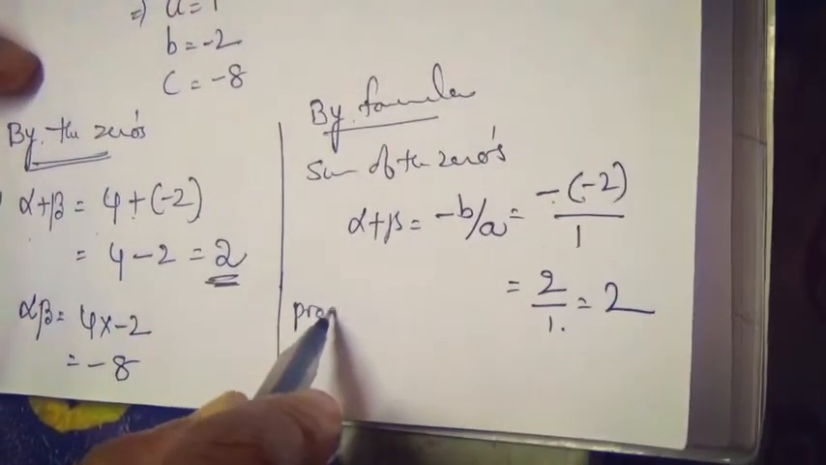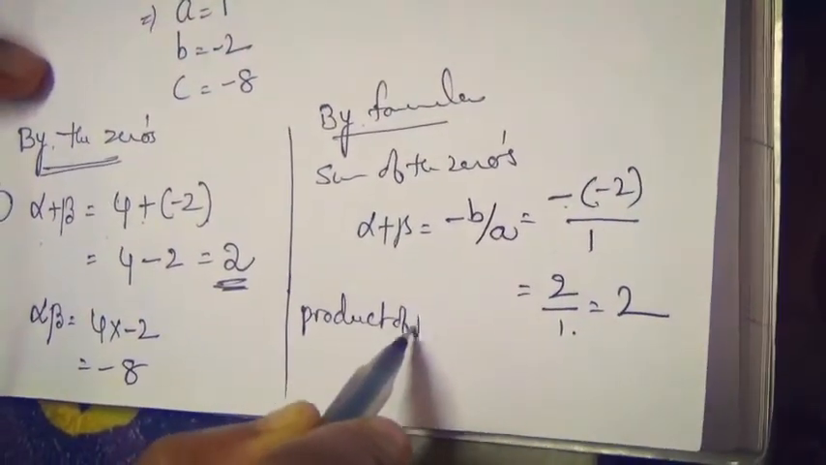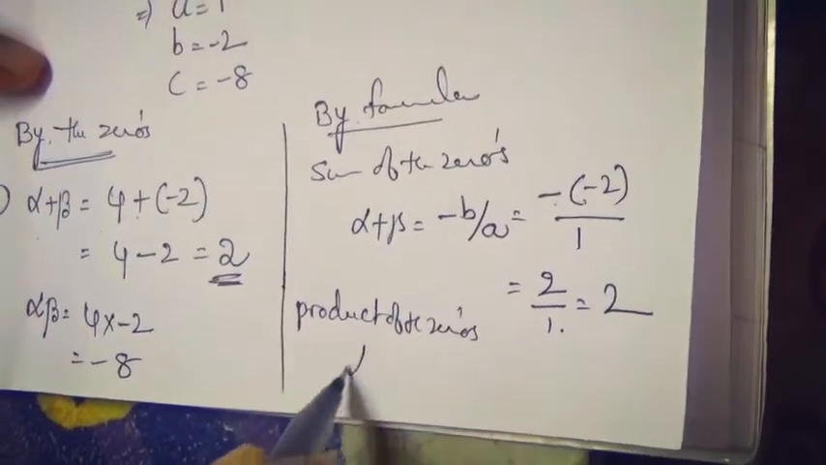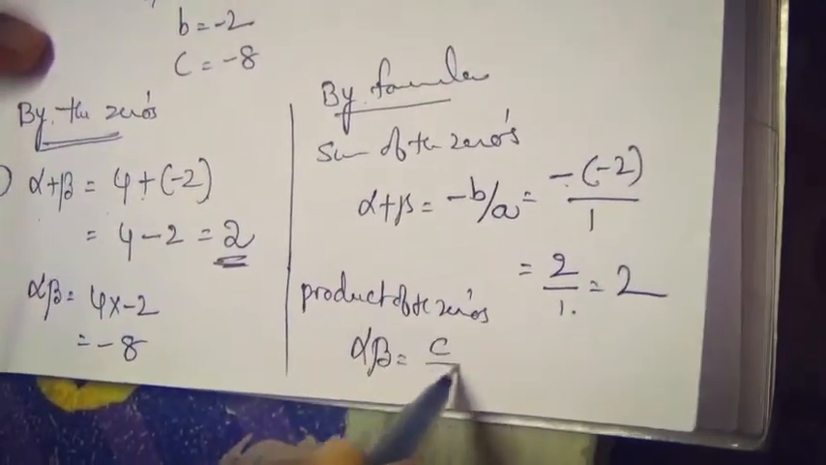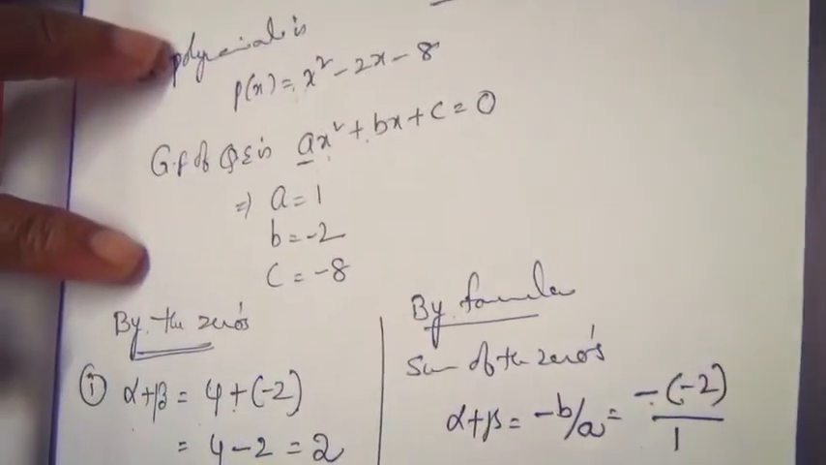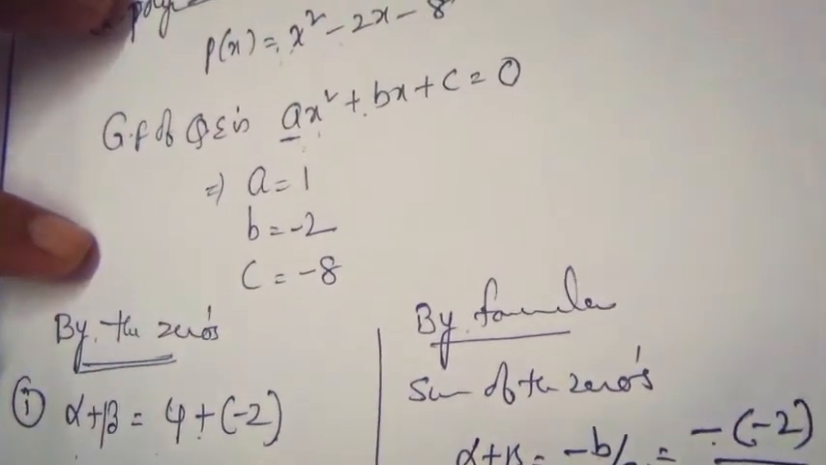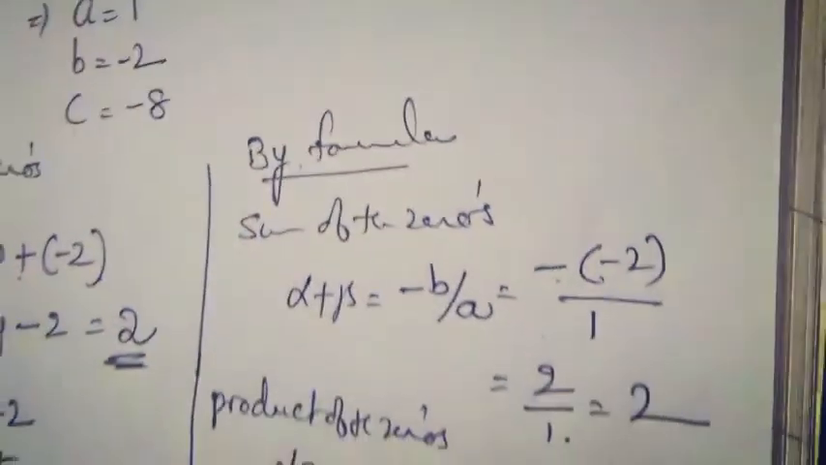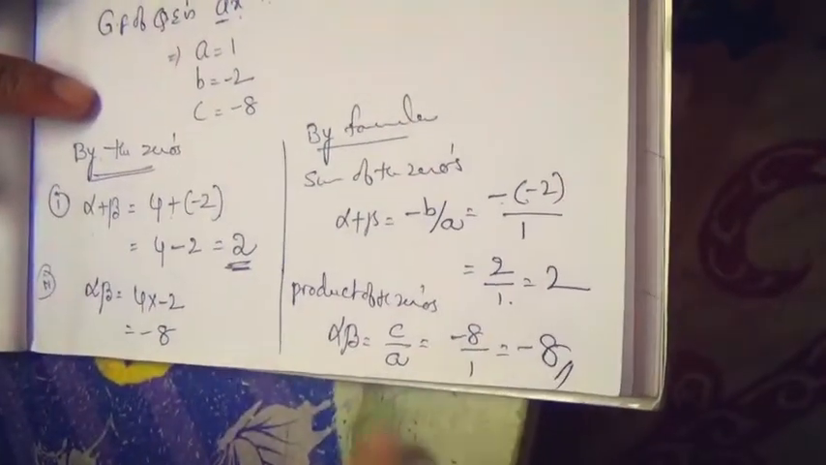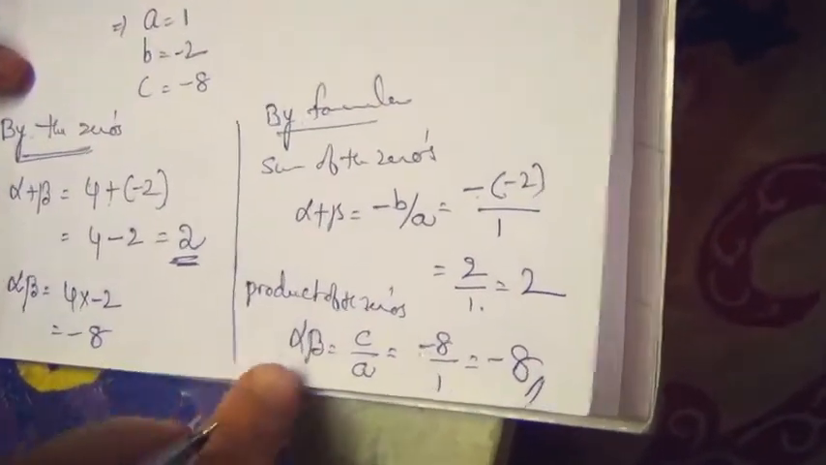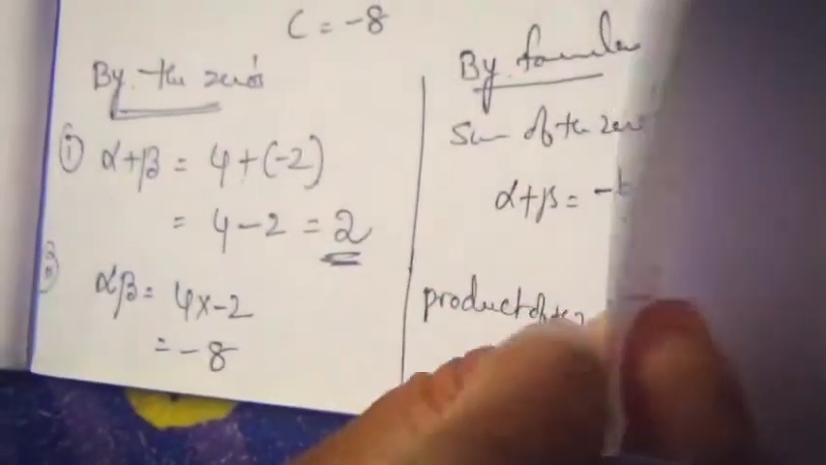So the product of the zeros formula: alpha into beta is equal to c by a. What is the c value? Minus 8 by 1, that is equal to minus 8. Okay, so here the two values are the same. Just like that you have to do the first problem. Now the second sum.